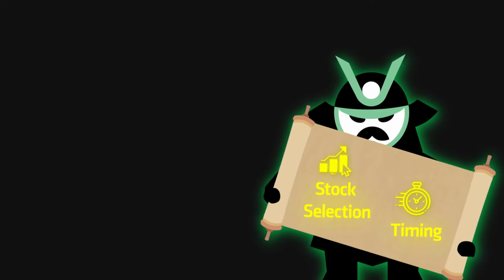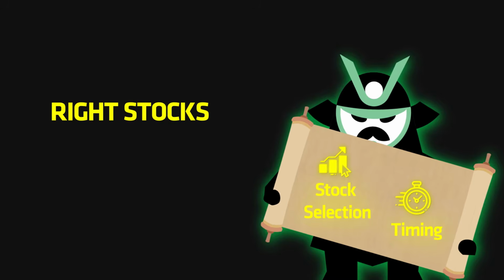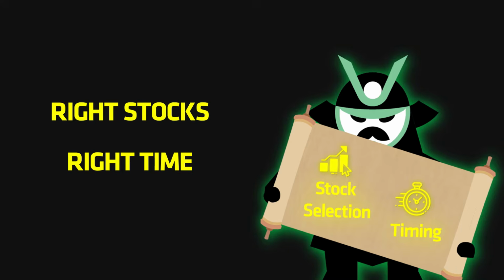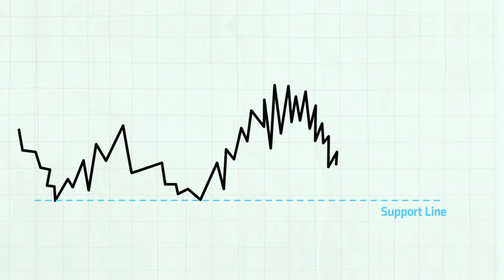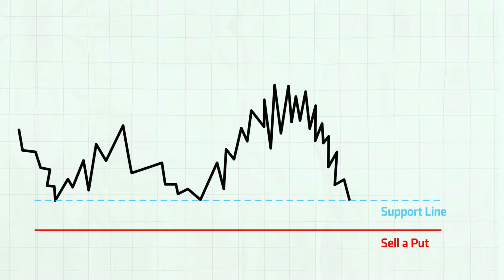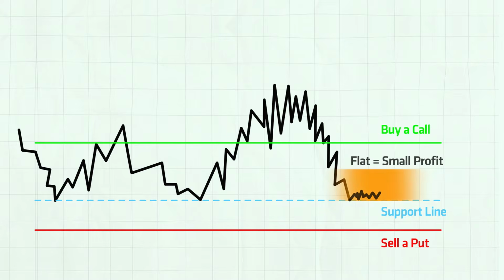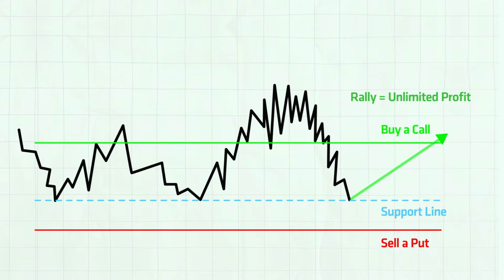So how do you actually take the risk reversal to the next level? It starts with choosing the right stocks at the right time. One powerful approach is to look for stocks that are oversold and have strong upside potential. Here's what you could do. Sell a put just below support. Buy a call that costs a little less than the put. If the stock stays flat, you can often still walk away with a small profit and repeat the process. If the stock rallies, that's where the unlimited upside kicks in.